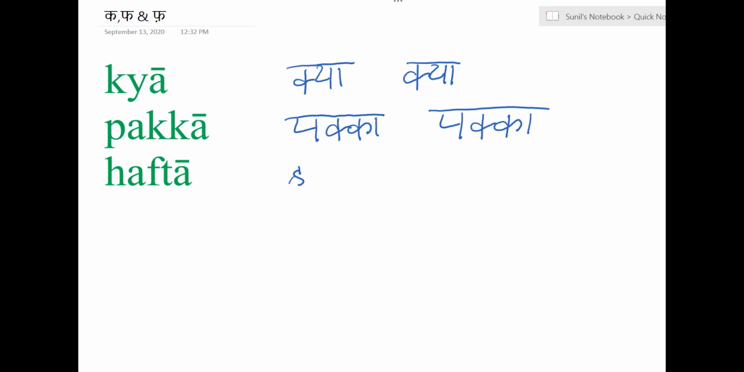Hafta means a week. You write ha, which has inherent a, so you don't do anything. Then you write fa, and then you take off the half tail and then join it with ta, and ta has long a, hafta. So ha, half fa, and then ta, and ta has a ki matra, hafta. So that's how you join ka, pa, and fa.